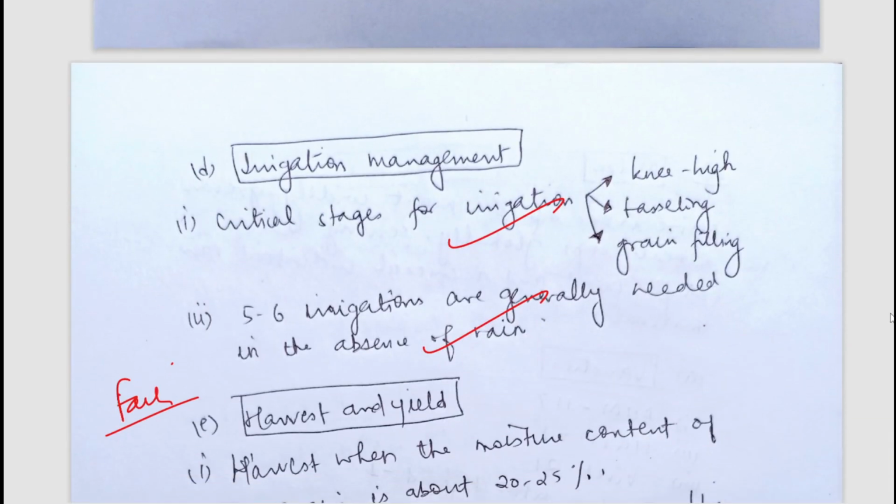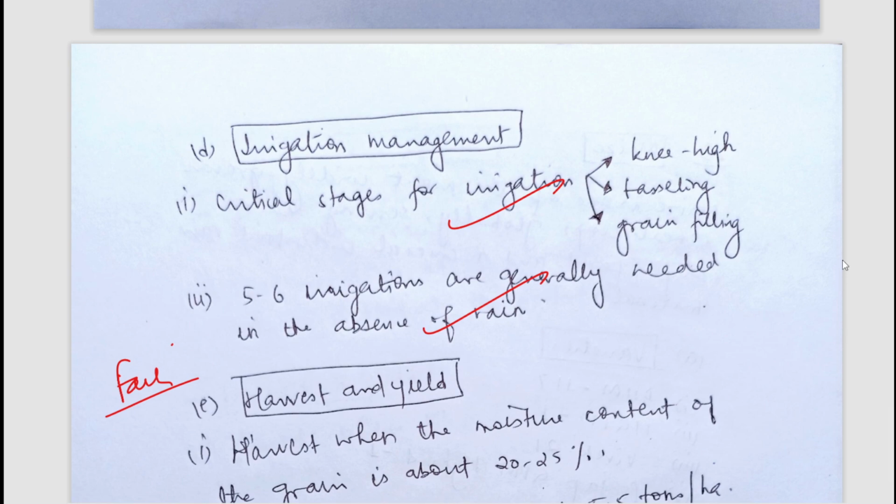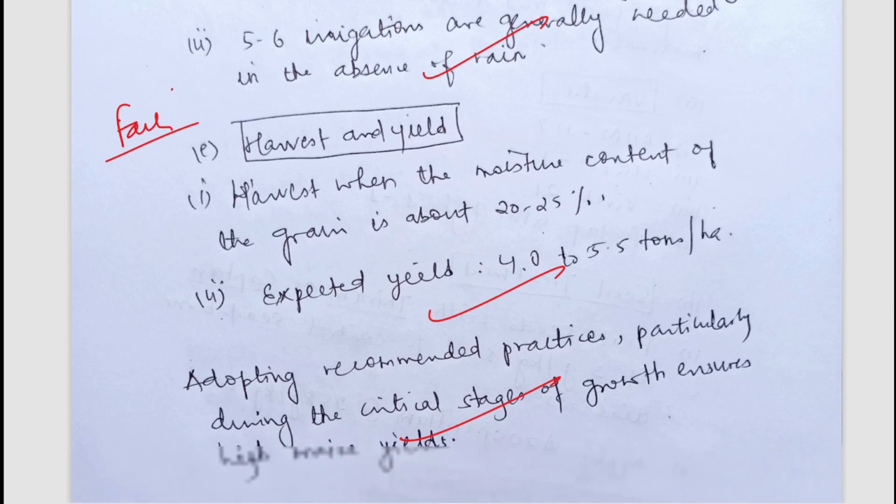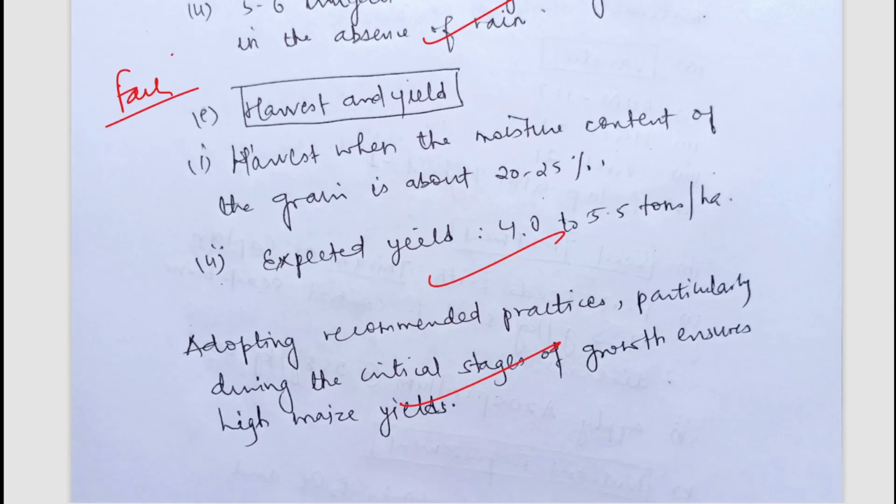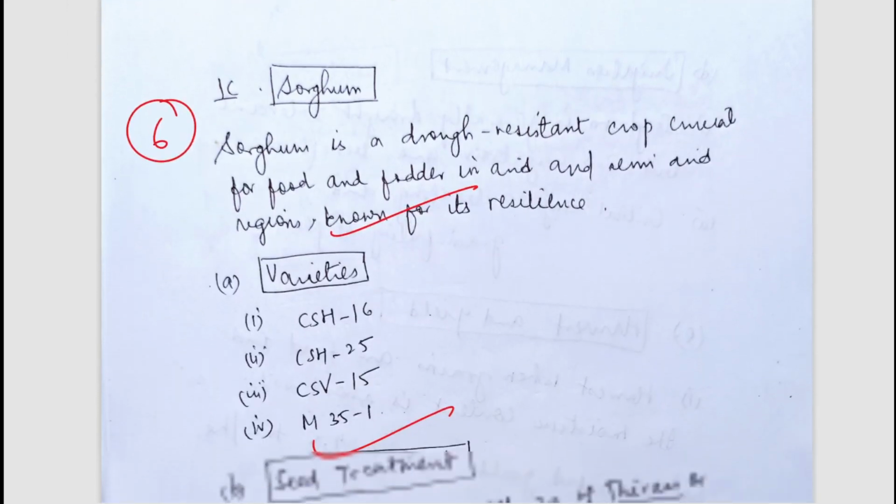Again, irrigation management has been mentioned. Critical stages for irrigation have been mentioned. So, well written answer, and harvest and yield have been mentioned. So this was the second crop. Now let's move to the third crop. The third crop is sorghum.